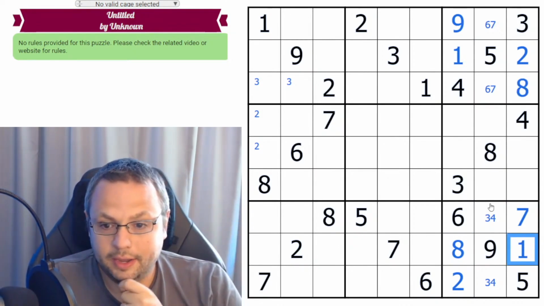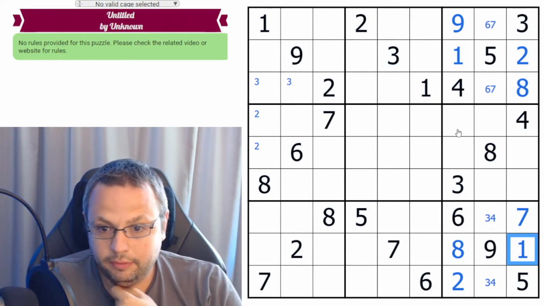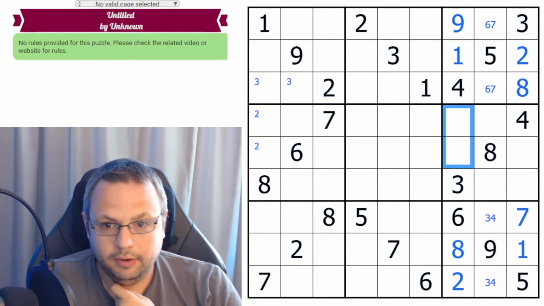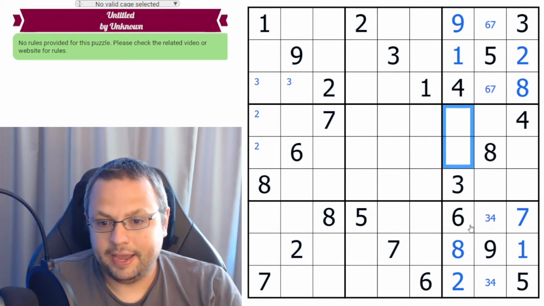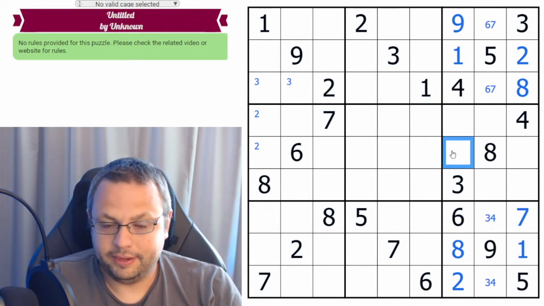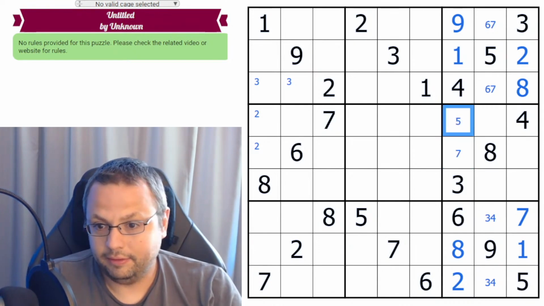And so we've got all kinds of sort of fireworks going off. Not the Sudoku kind of fireworks, the other kind.